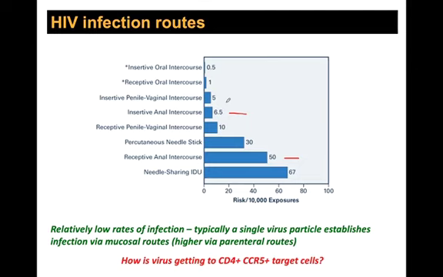But still a fairly low amount. So even if you're talking about 5 out of 1,000 or 1 in several hundred, so basically a couple hundred sex acts to actually transmit virus.